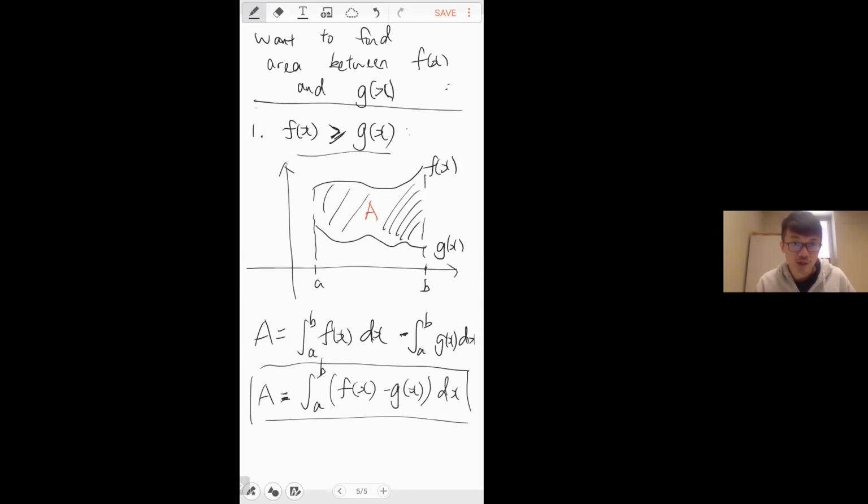So if one function is always above the other function, what you do is you take the integral of the top function minus the bottom function. So top, bottom. Questions? Okay.